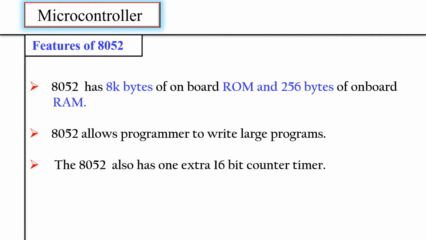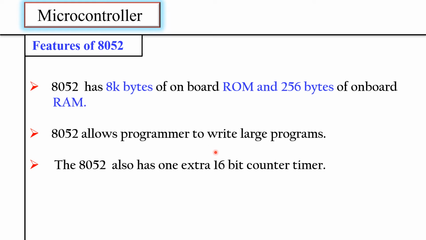The next member of the 8051 microcontroller family is 8052. So let us see the features of 8052. 8052 is a simple expansion of 8051, so it is the expanded version of 8051. 8052 has 8 kilobytes of onboard ROM and 256 bytes of onboard RAM. So it is double that of 8051.